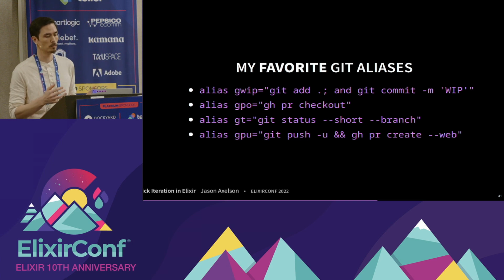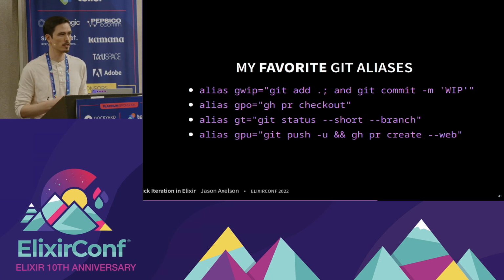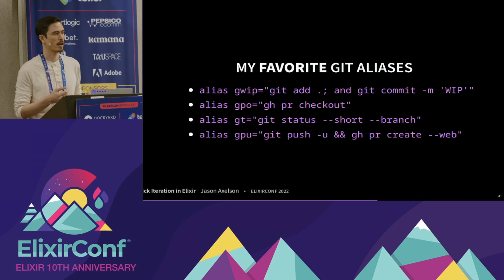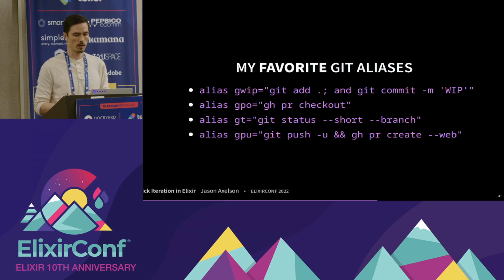If you are using GitHub, I really recommend the gh helper, which is GitHub's command line client. That's super helpful. So my GPO alias here will check out any PR of the current repository. So I'm always using that to check out one of my coworkers' PRs. It's just GPO space and the PR number. Makes it really, really quick.